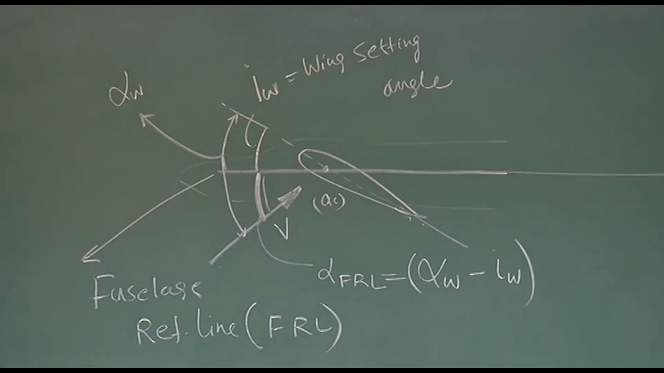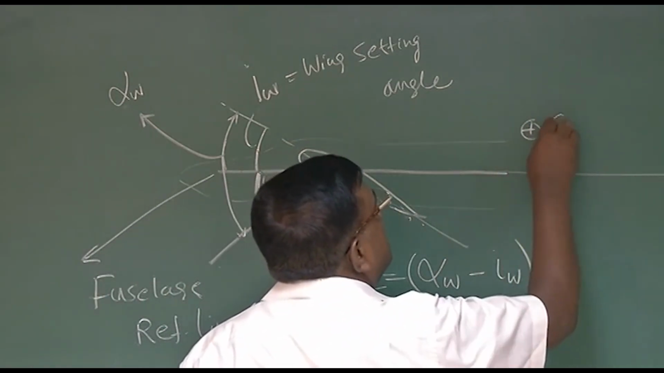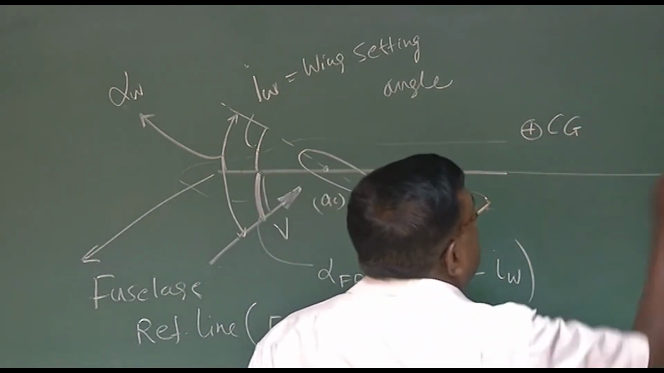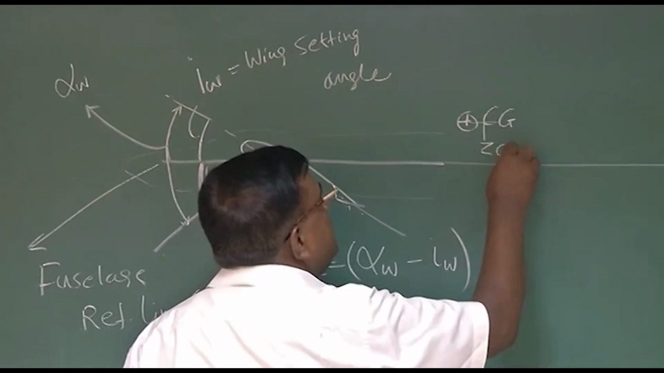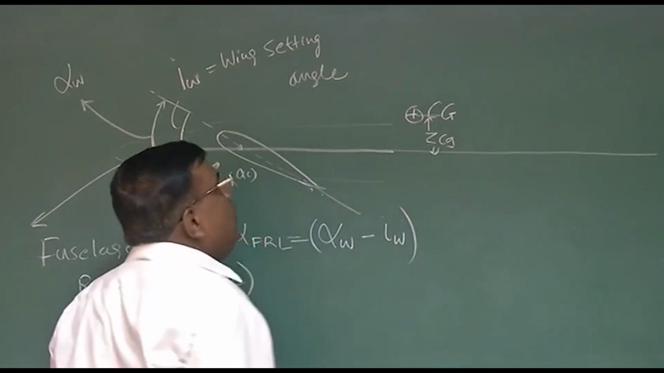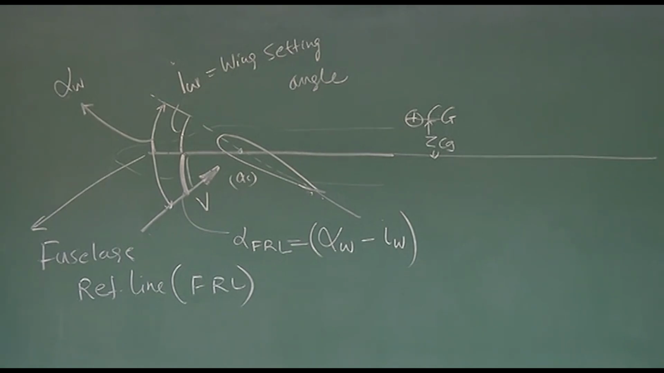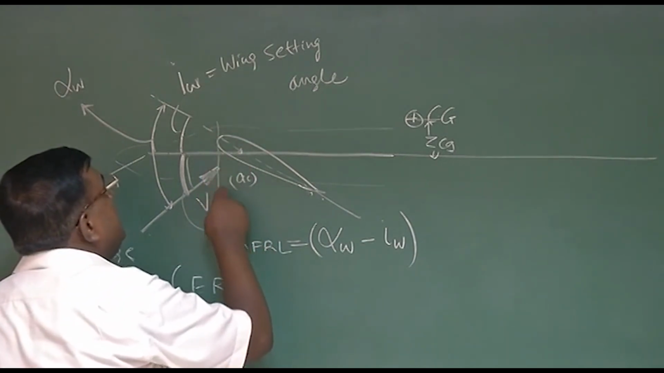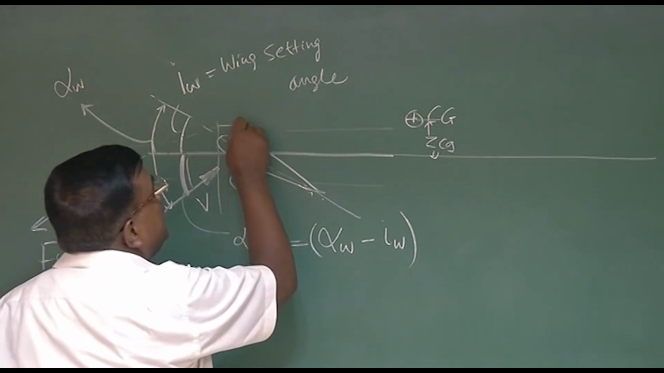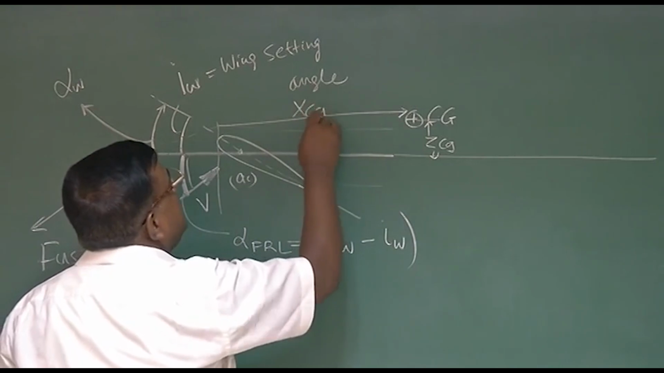This is clear? And let's say CG is somewhere here, because the tail will be somewhere there, okay? And I say now this distance is h_CG, the vertical location of CG from the fuselage reference line. I'm putting the symbol h_CG. Now along the x direction, I am taking the leading edge of the wing, and from here, once I am measuring the CG location, I am calling it X_CG.